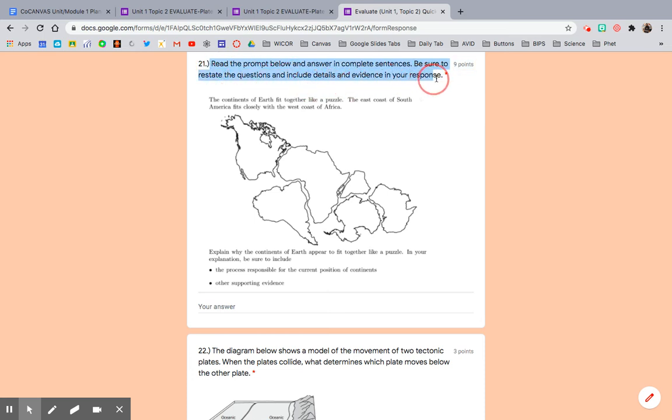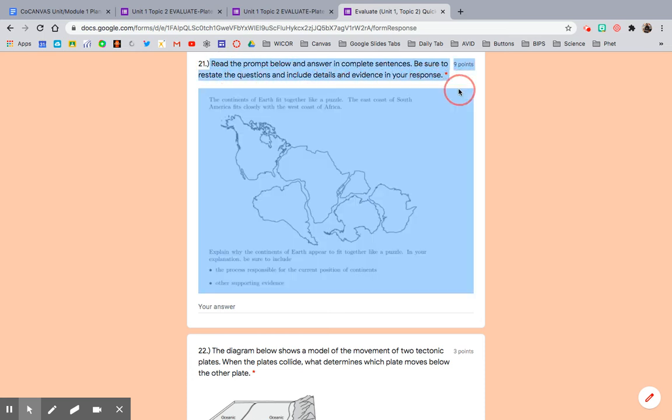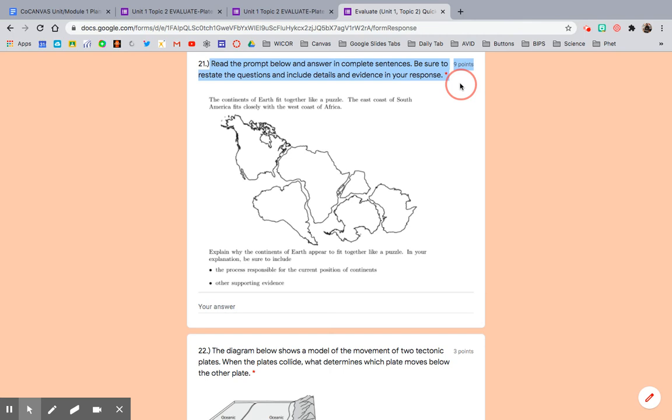Read the prompt below and answer in complete sentences. Be sure to restate the question and include details and evidence in your response. So the continents of Earth fit together like a puzzle. The east coast of South America fits closely with the west coast of Africa. So you have these continents fitting close together. Explain why the continents of Earth appear to fit together like a puzzle.